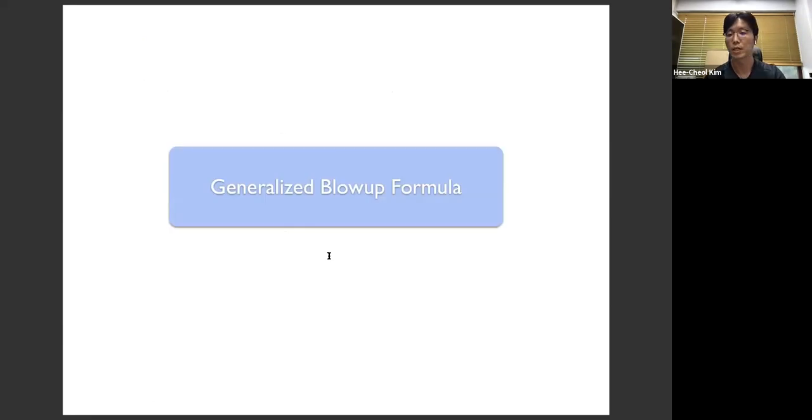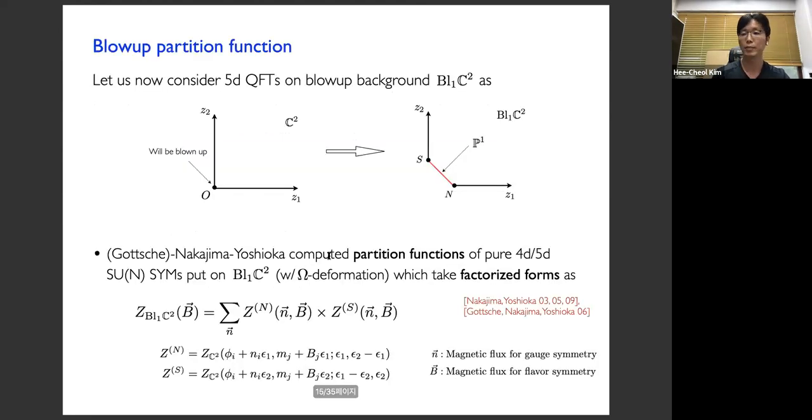Okay, any questions so far? Okay, now I'll explain about the flow of the formalism. So, Peter, you have something to say?